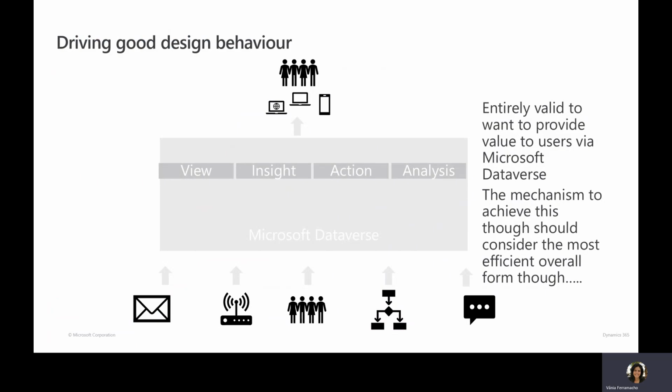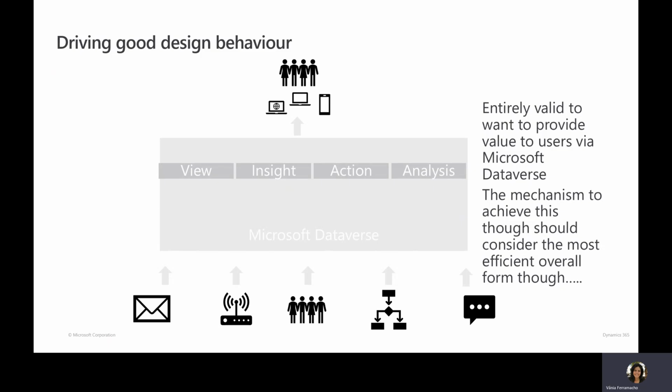So we are trying to move to a model where we can provide good design behaviors, okay? If you are a user in Dynamics, you should be able to access your data there, okay? But the mechanisms to achieve that don't need to be inside Microsoft Database to provide that. It's important to understand that the customer wants to see his data inside Dynamics, okay? And it's absolutely reasonable to want that, okay?